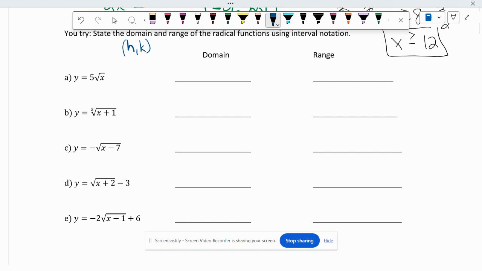So if this number out front is a constant, is that making it move to the left or to the right? Is it making it move up or down? Is it making it do anything at all? No, it's just stretching your output. So this still has a starting point of 0, 0.